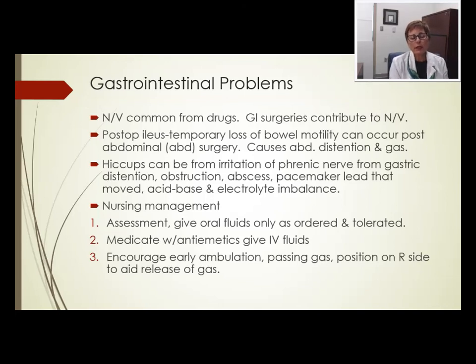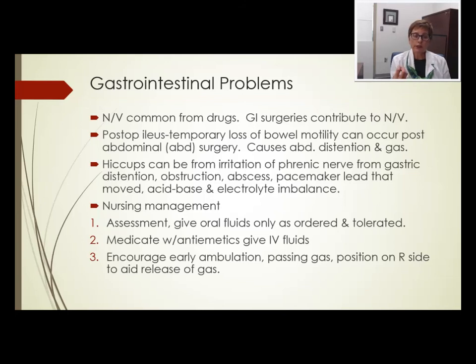And in spite of no actual evidence-based practice that shows that it's important to move, that's the practice, that we get the patients to move. And if they don't move, they can get a post-op ileus. And that extends the days of hospitalization, and it causes a lot of pain. So the patient needs to get up and move. Hiccups can be from irritation of the phrenic nerve. It can be from gastric distension, from an obstruction, or from an abscess.